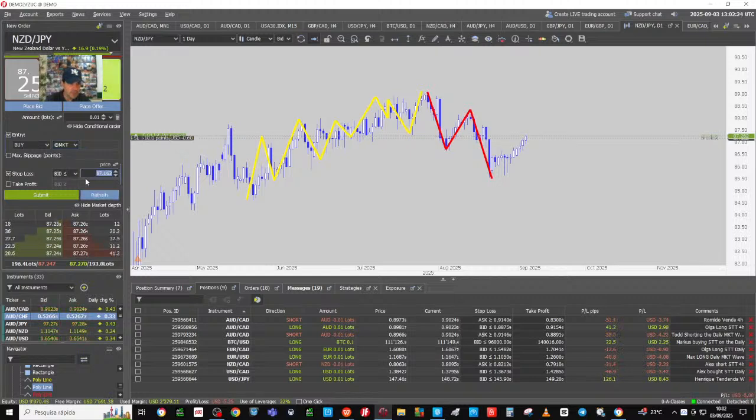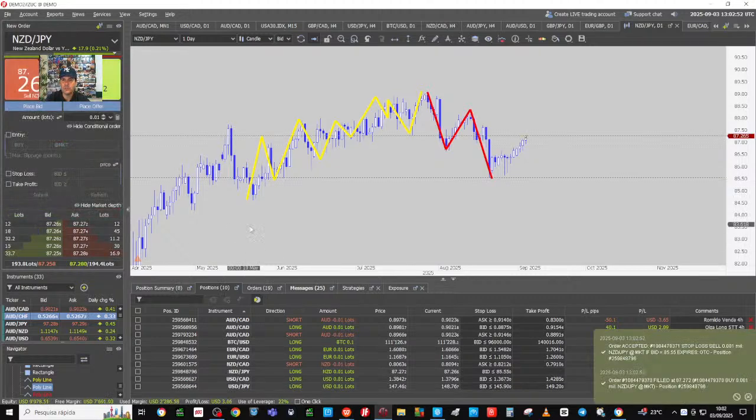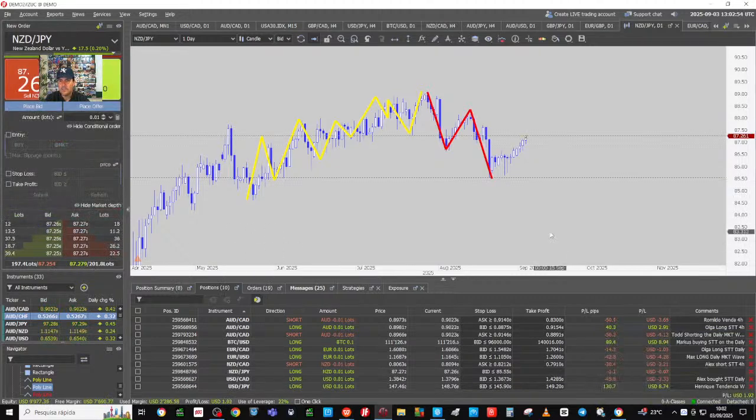Stop loss, Olga wants to buy. What is the stop loss? 85 points. Alright, short-term trend long, give me a second everybody. 85, what is the... 85.550, and take profit 1 to 1.5. Submit orders. All right, this is Olga.